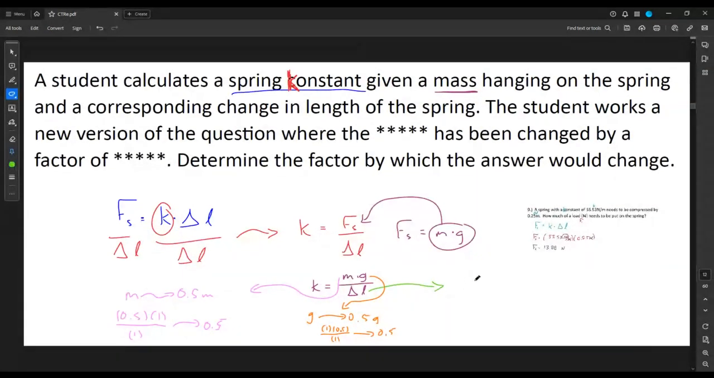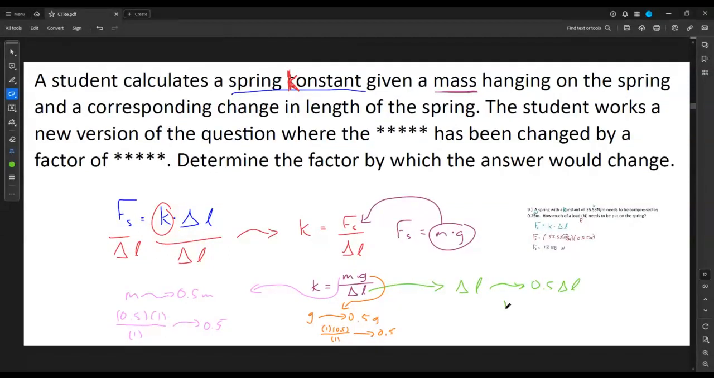Okay, and then our final variable, the last thing that might reasonably change would be the change in length. So let's say that from the original change in length, the delta L, we end up with half the change in length. Maybe it's a different spring, maybe it's a different material, whatever. We have no additional information here, but just the example question, the numbers we're looking through, delta L is half of what it used to be.